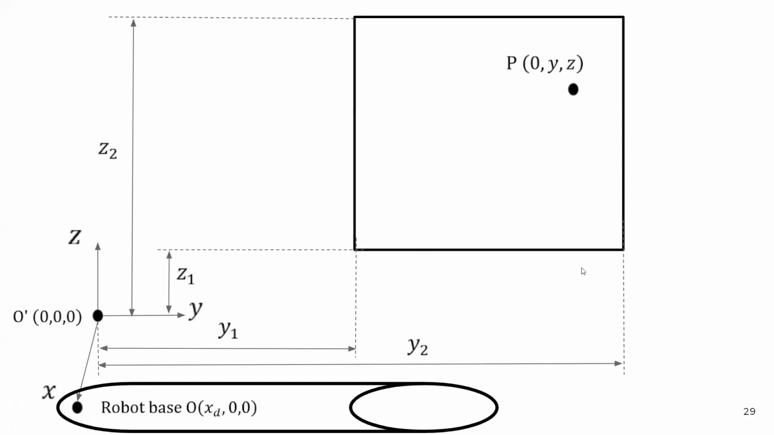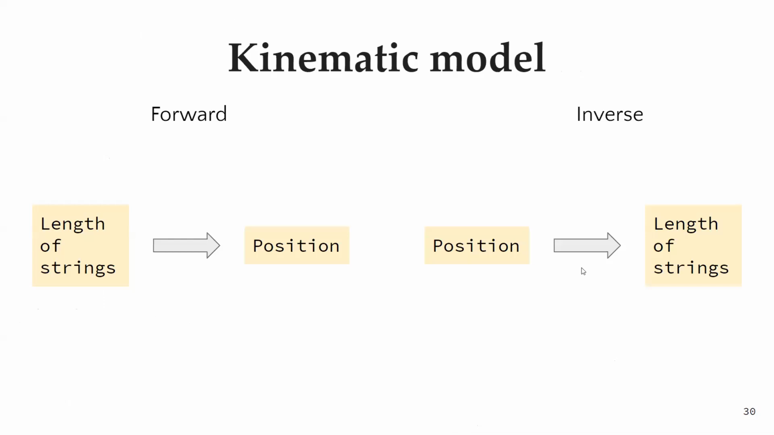And as you can see, the kinematic model in our case would be that in forward kinematics, I know the length of the strings and I'm able to calculate the position of the endpoint of the robot. And in inverse kinematics, I'm able to find the length of the strings from the position of the endpoint of the robot.